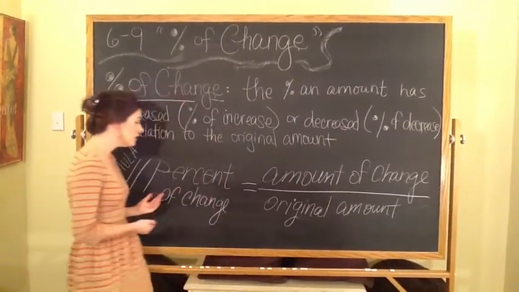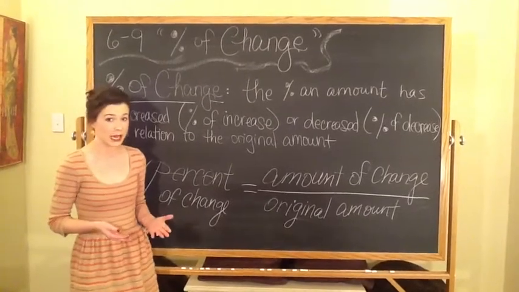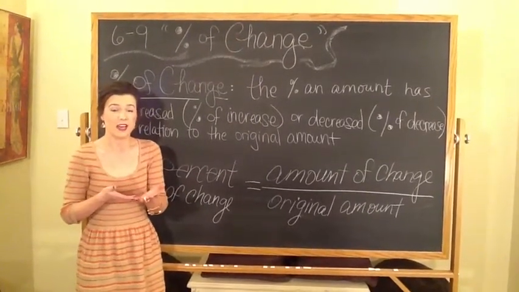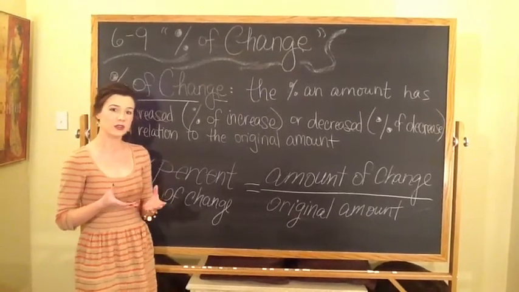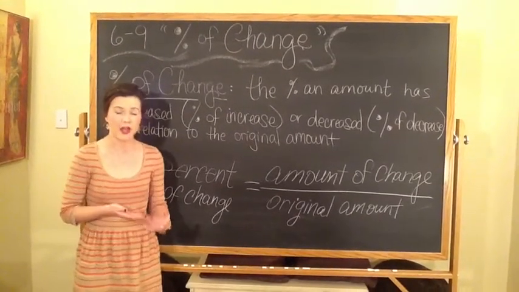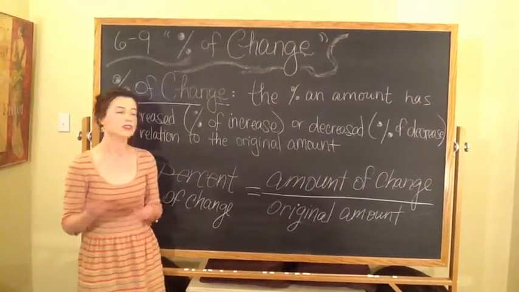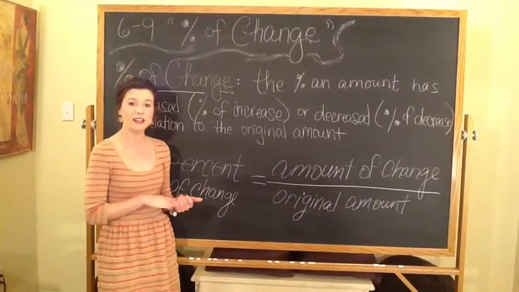Now, the percent of change can be positive or negative because sometimes we're decreasing. If our sales decrease, then obviously our percent of change is going to be negative because we're going down. So it's okay if you end up with negative numbers, just deal with them like positive numbers and you're going to get a negative at the end. Alright, let's go ahead and do a few examples.